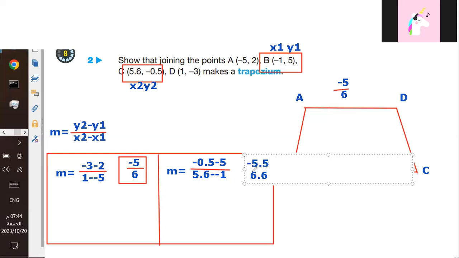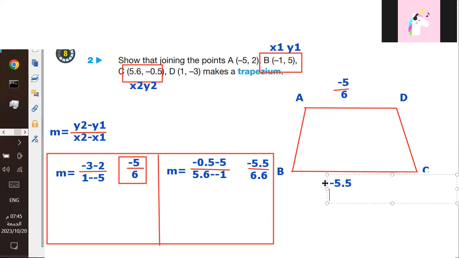And I make a line like this, over 5. So 5.5 divided by 6.6, and then 5 divided by 6. Now I got minus 5.5 over 6.6. I'm going to write it here: minus 5.5 over 6.6.